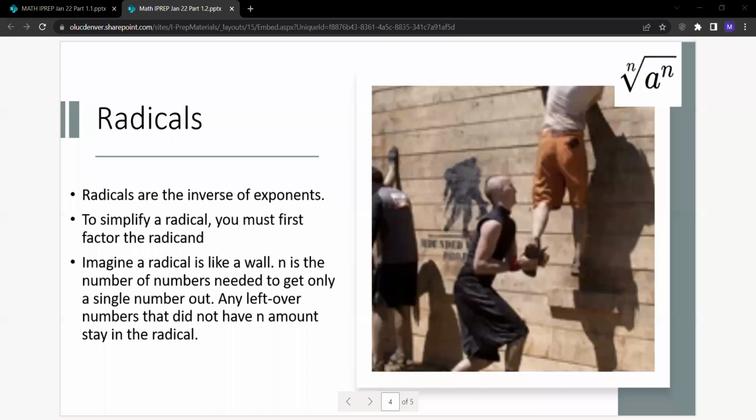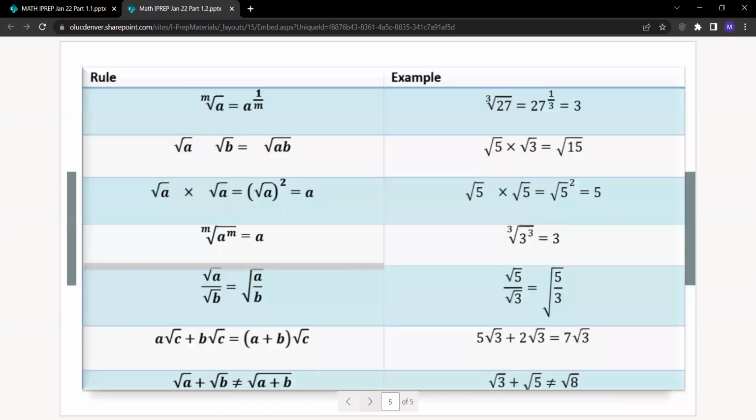All right, so now let's go to the rules of radicals. These rules don't really have names as much, but they do have a lot of examples to go with them, which is nice. The first one we see is that the radical m of a is the same as a to the 1 over m. We see that in the next example: if we have the cube root of 27, this is equal to 27 to the 1/3 power, which is equal to 3.